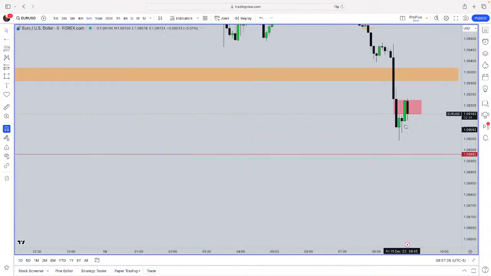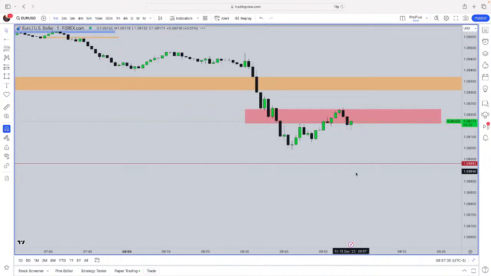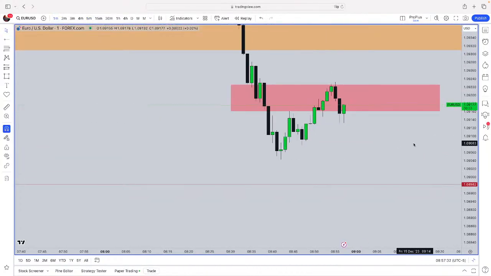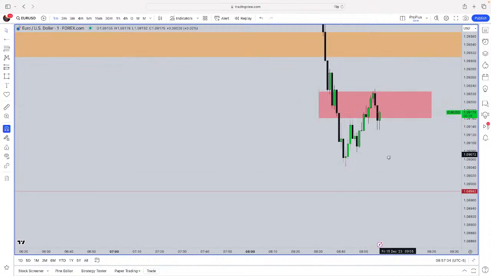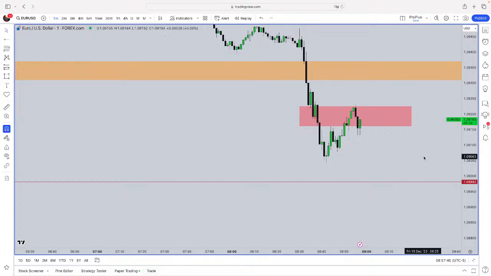So let's see how it plays from this SIBI here. So let's look at the 1 minute time frame. Let me know if you want me to look at a different chart as well, or what charts you're looking at, what pair you're looking at.